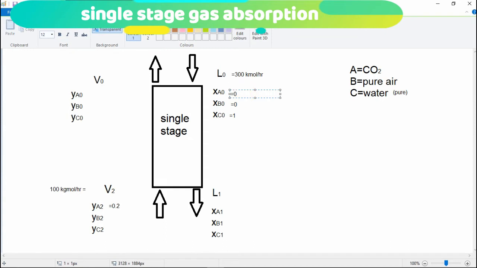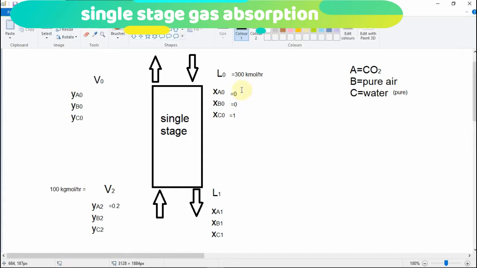Why 0? Because we apply the same fundamental: according to Dalton's law, the summation of the mole fractions of all of the components in a stream is equal to 1. So the summation of xa naught plus xb naught plus xc naught is equal to 1. Same goes for the mole fraction in this stream, and this stream. So the summation of all of these must be equal to 1. Since you already have the value for Xc naught, which is pure water, equal to 1, the rest will be 0.